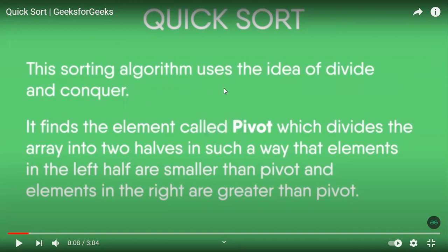This sorting algorithm uses the idea of divide and conquer. Divide and conquer means the given array is divided into 2 parts and sorted. That is called divide and conquer. It finds an element called the pivot, which divides the array into 2 parts, in such a way that elements in the left half are smaller than the pivot and elements in the right are greater than the pivot.